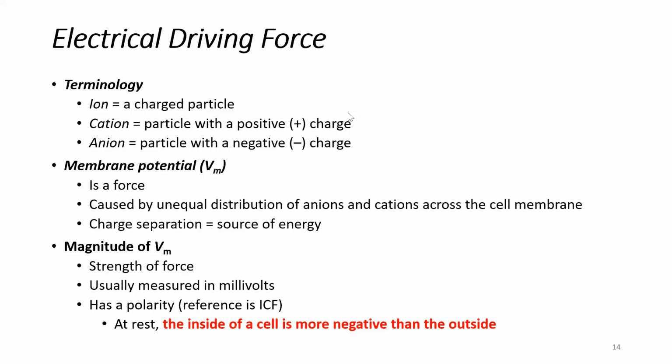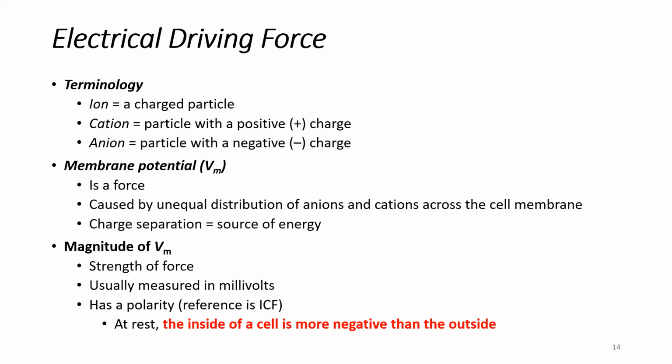So this is important in determining the electrical driving force: the type of charge, whether it's positive or negative, whether it's a cation being moved or an anion being moved. Another thing we want to describe here is what the membrane potential is. And this is really a force. It's an expression of a force that's created because of the unequal distribution of anions and cations across the cell membrane. In other words, it's the separation of charge.